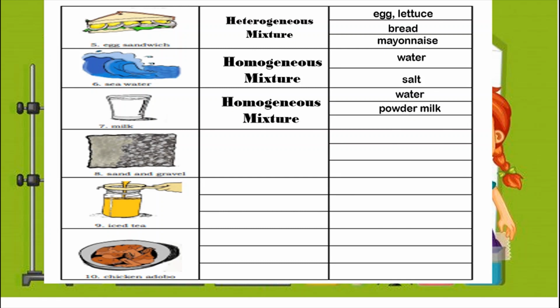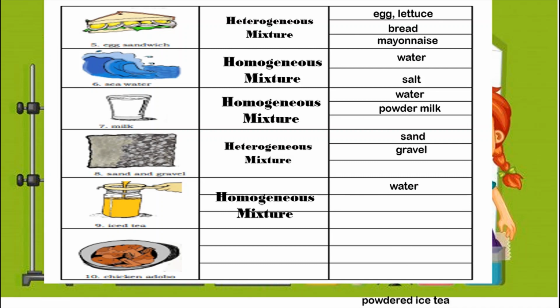Number 8, sand and gravel. Sand and gravel is heterogeneous mixture. Kay makita man nato ang mga bato, mga sand. Okay, components, sand, gravel. Okay, sand and gravel of course. Number 9, iced tea. Unsa man ang mixture sa iced tea? Homogeneous mixture. Ang component in making iced tea kay ang water, powdered iced tea. Okay. And of course, sugar.